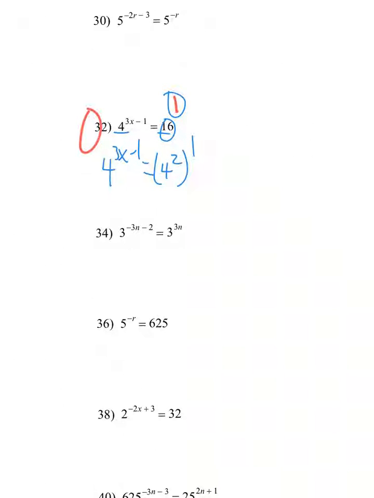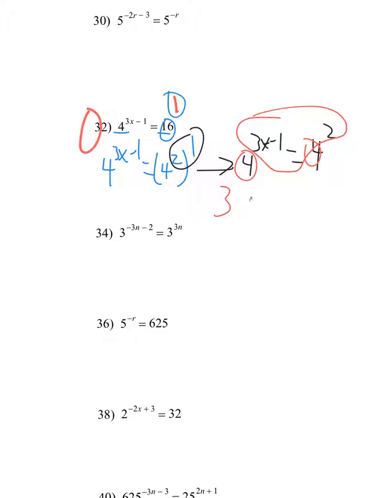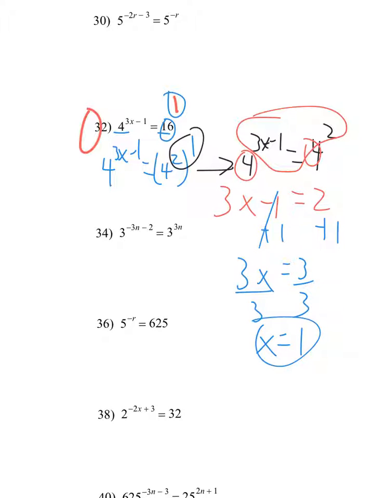Now if it's a power to a power, that would be 4 to the 3x minus 1 power equals, power to power I multiply exponents, so 4 squared. Now once I get these two bases the same, I know the bases are the same, so I can basically just set the exponents equal to each other and solve. So 3x minus 1 is 2. I'm going to add 1. So 3x is equal to 3. Divide by 3. x is equal to 1.